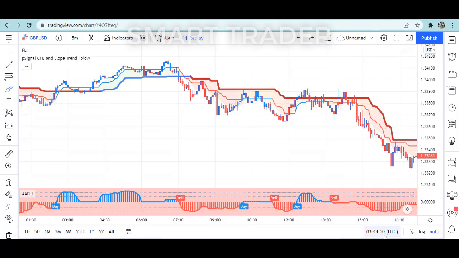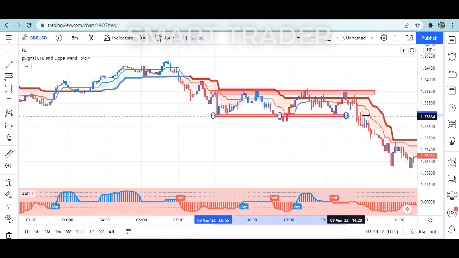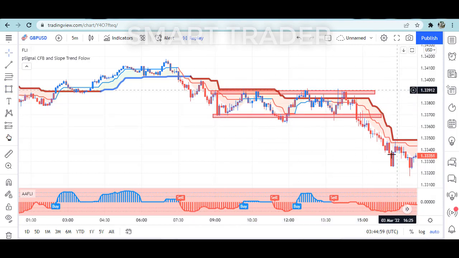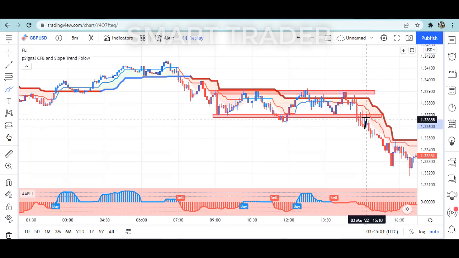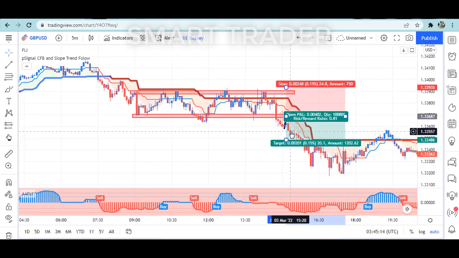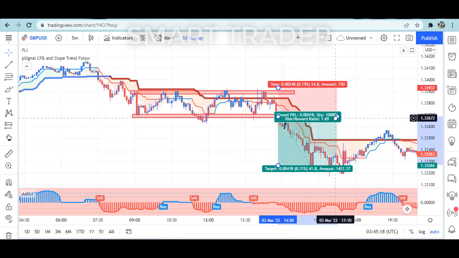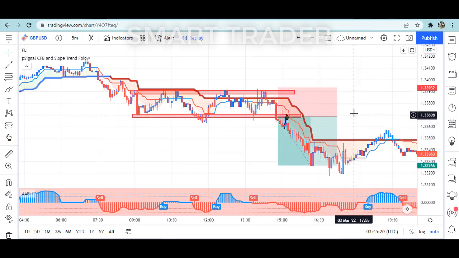Okay, this is the trading range I want to mention. Now we sell on the retest of the trading range here, sell here, and the stop loss above the range high. Risk and reward ratio at least 1 to 1. Okay, very simple and very effective.